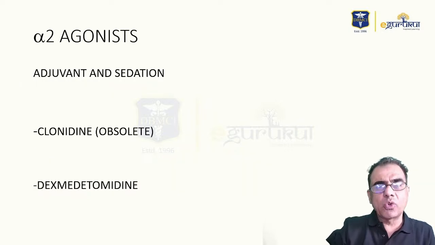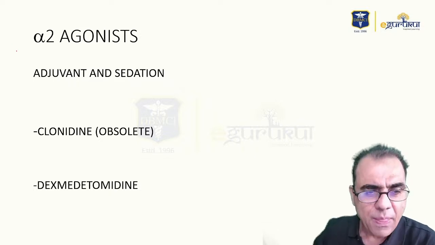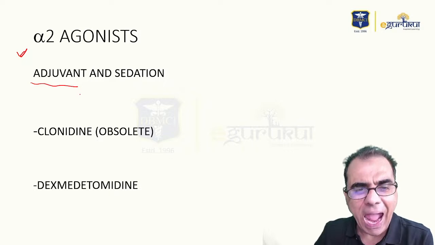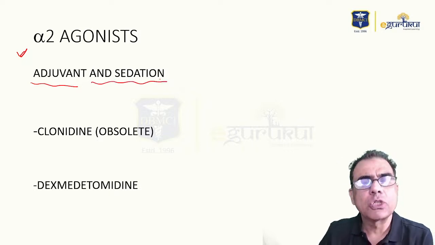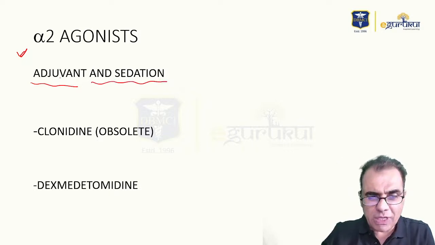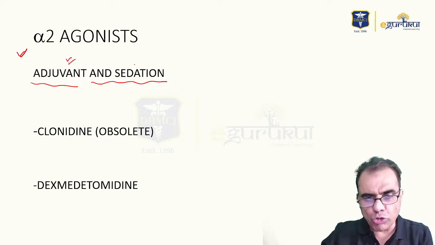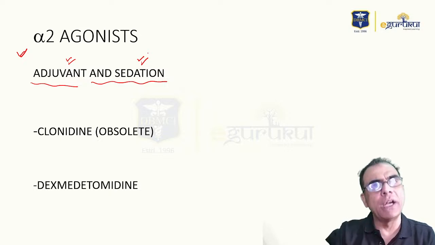Now, alpha-2 agonists are also used as adjuvants and to produce sedation. So we are using alpha-2 agonists as an adjuvant to anesthetics, not as a full anesthetic, and also to produce sedation because they produce sedation.